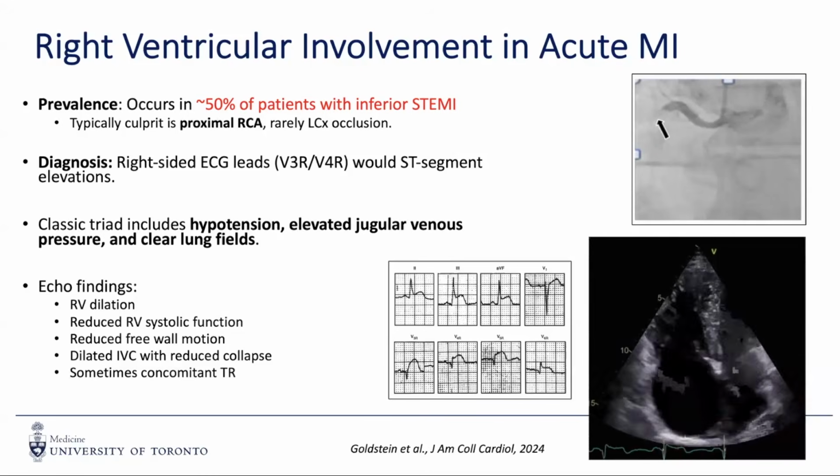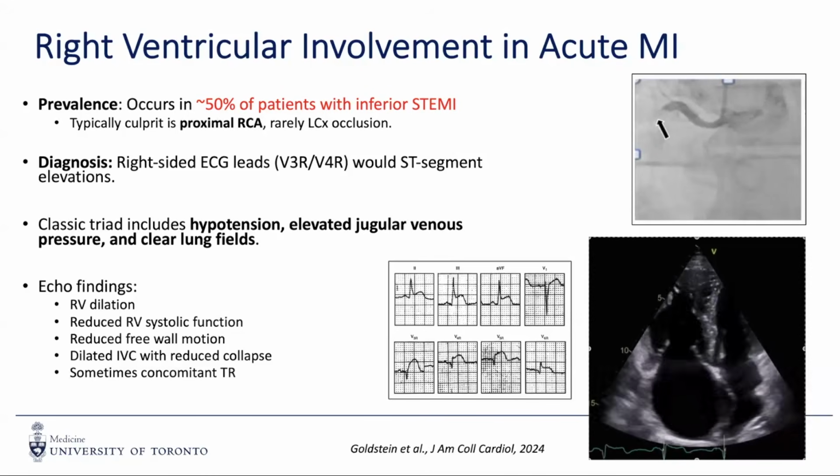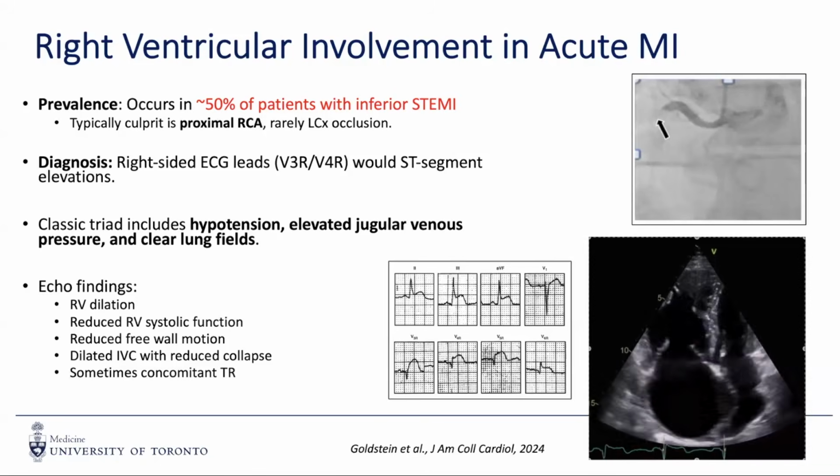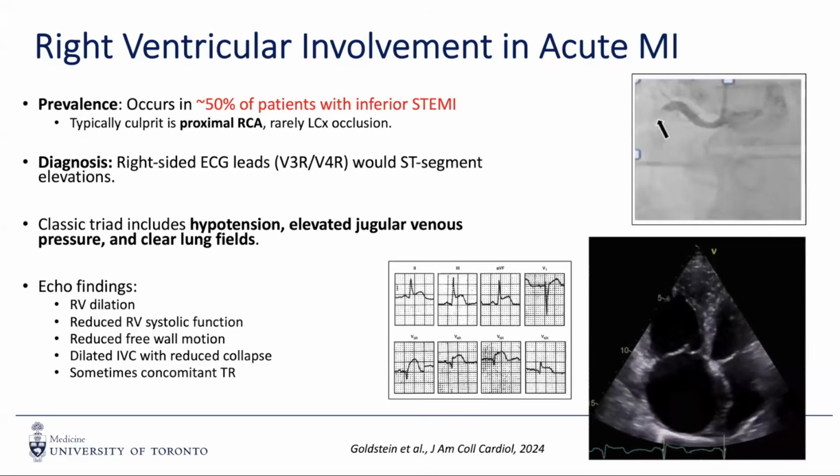And the way to pick it up on echo is you really want to get that focused RV view on echo, and you want to appreciate the fact that sometimes the RV could be dilated. You can have reduced systolic function and reduced free wall motion. You can see here in this example, the right atrium is quite dilated, and there's actually septal bowing into the left atrium. And this shows that this is probably pre-existing. There's probably some pre-existing RV dysfunction in this patient.